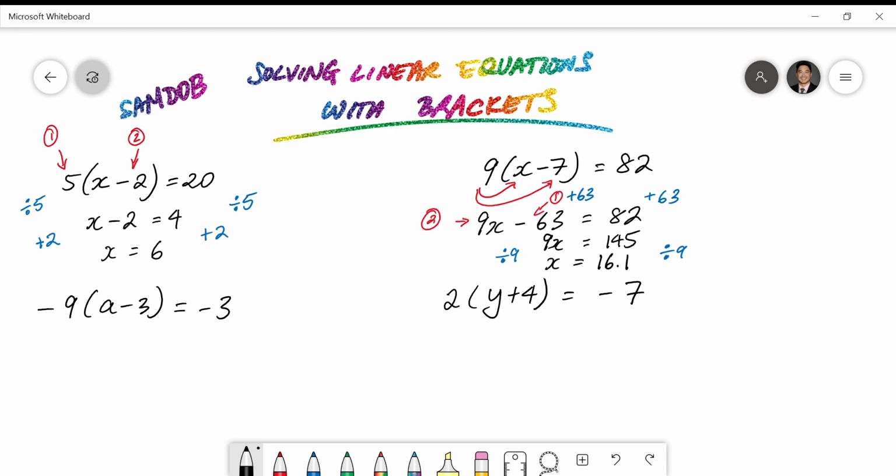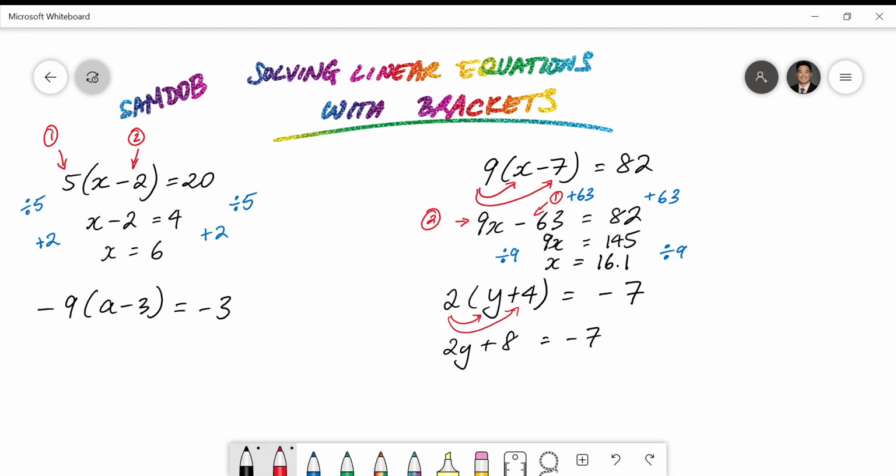So what I might do, we'll just go clockwise. We're going to move on to 2 outside of y plus 4 equals minus 7. I'm going to do exactly the same thing. Let's expand the brackets. Okay, and 2 times y is 2y, and 2 times 4 is 8.